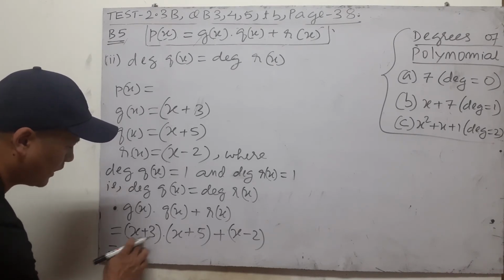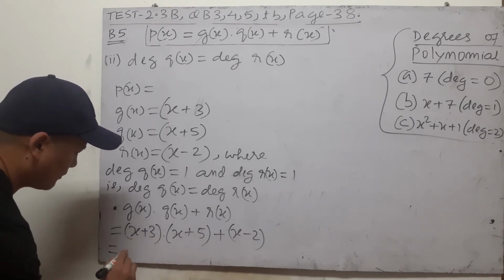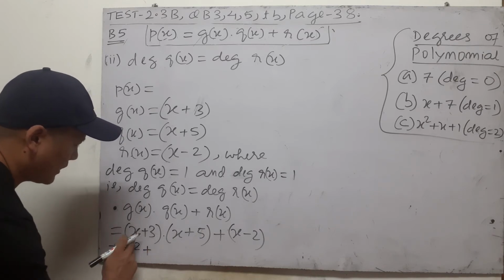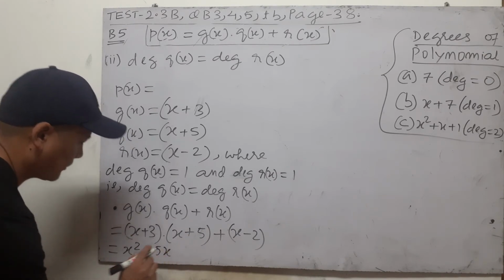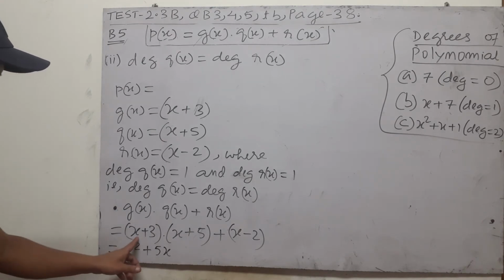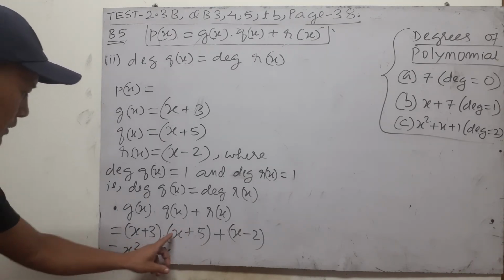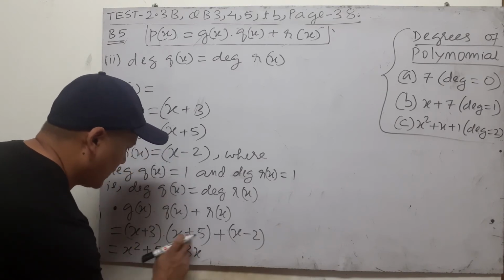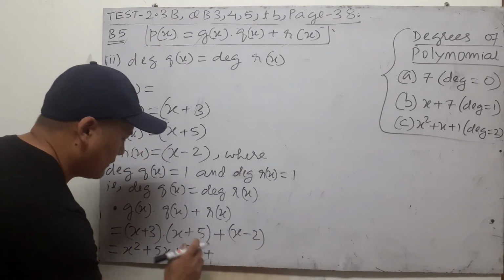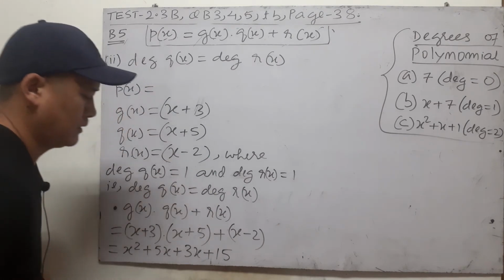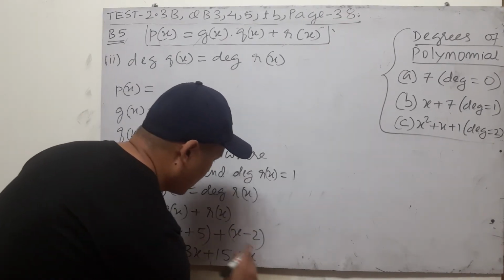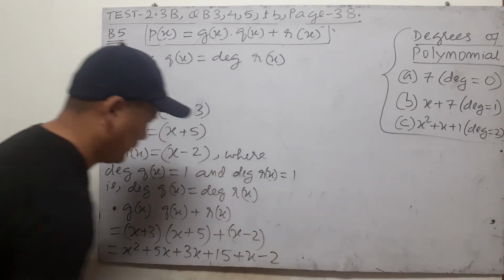So we multiply these two first: plus into plus, x into x, x squared; plus into plus, x into 5, 5x. Then having multiplied x with both of these, now go here: plus into plus, 3 into x is 3x; plus into plus, 3 fives are 15. Then to remove this bracket, you can just multiply plus into plus x, plus into minus 2.